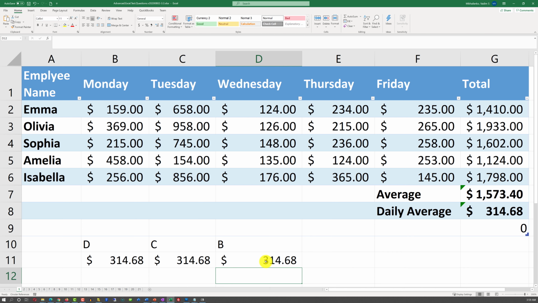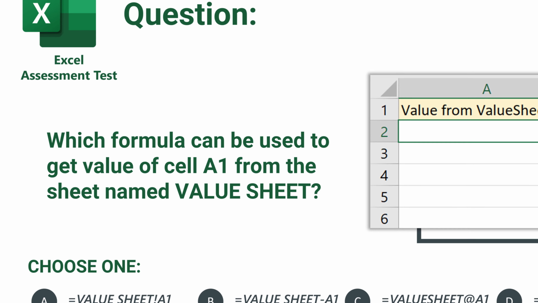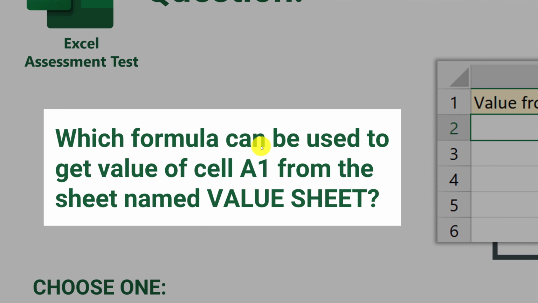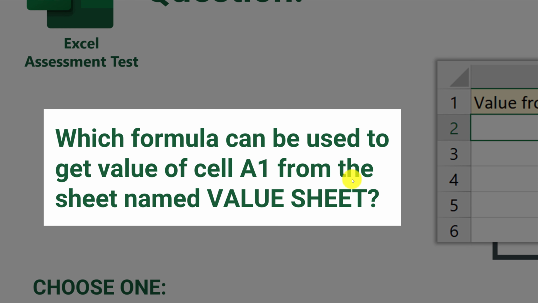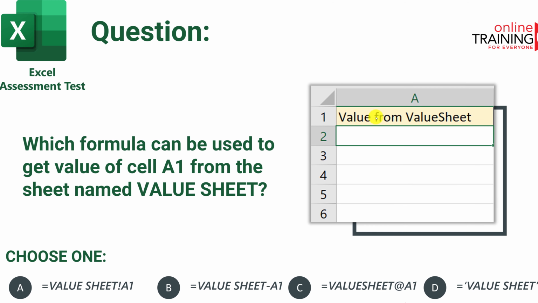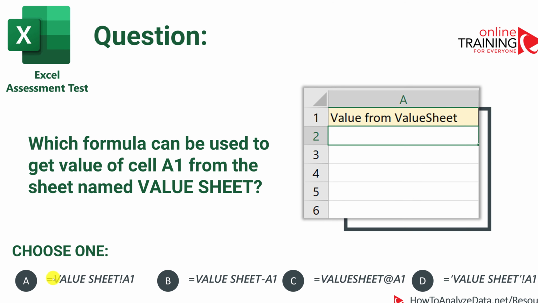Here's the question that tests your knowledge of data integration and how well you can write formulas that reference other worksheets in Microsoft Excel. Which formula can be used to get the value of cell A1 from the sheet named ValueSheet? And then there's an example, the value from the ValueSheet, right? And you have 4 choices.